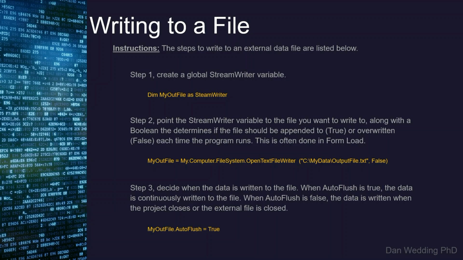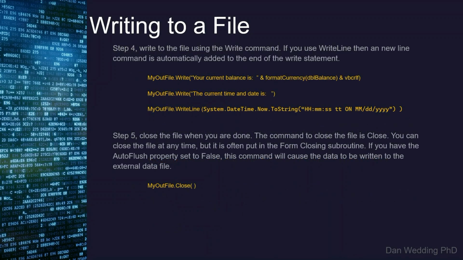Step 3. Decide when the data is written to the file. When AutoFlush is true, the data is continuously written to the file. When AutoFlush is false, the data is written when the project closes or the external file is closed. Step 4. Write to the file using the write command. If you use WriteLine, then a new line command is automatically added to the end of the write statement.